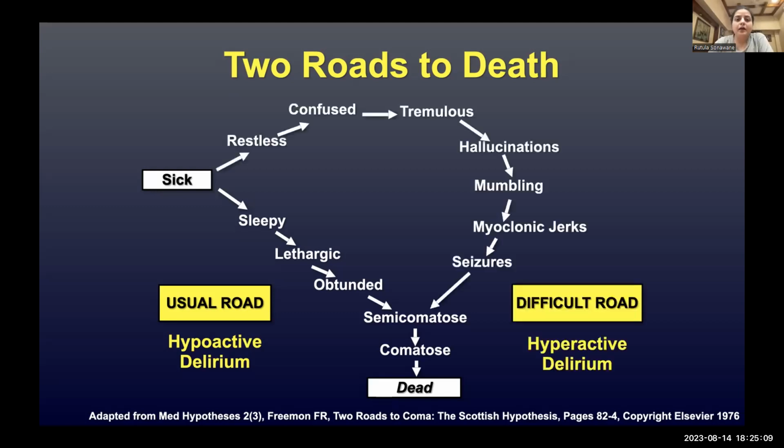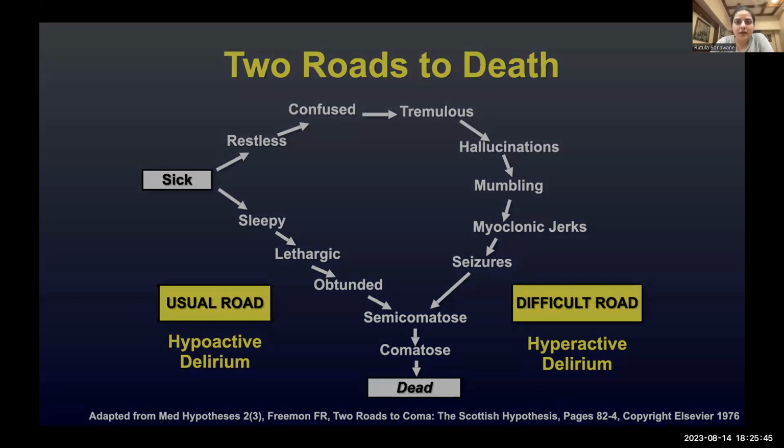Now, the other road to death would be the patient is sick, becomes very restless, confused, starts hallucinating, is tremulous, keeps on mumbling something, may or may not have some myoclonic jerks or seizures. Then he becomes comatose, and he dies. So this is very difficult, very distressing, not only to the patients, but also to the caretakers and the family members who are seeing him suffer through all this. So that is a very difficult road towards death.